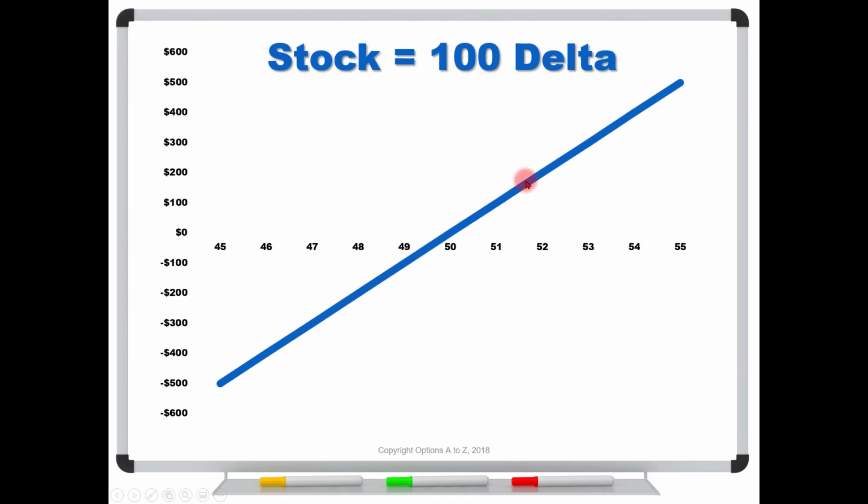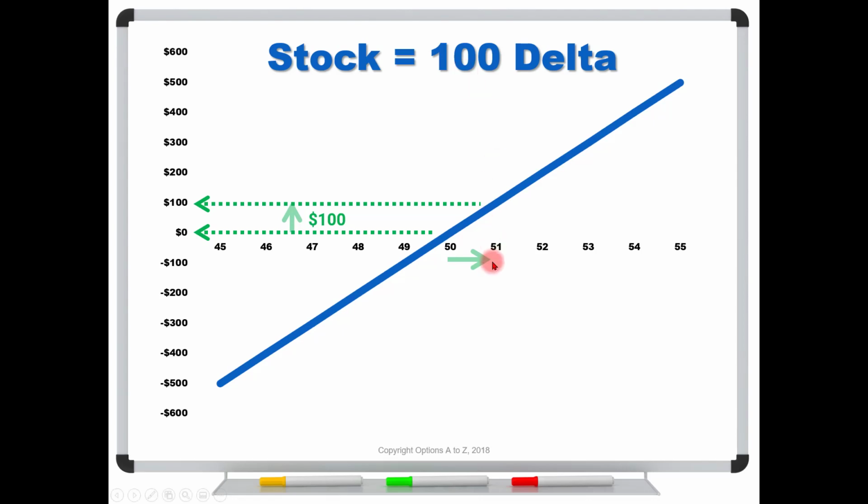So if this is our profit and loss diagram for shares of stock, here are our various stock prices across the horizontal, and here are the various profits and losses. So let's say that we just bought shares of stock for 50. At this moment, we have no profits and no losses. But if the stock price rises from 50 to 51, we just put $100 in our pocket, at least as an unrealized capital gain. A $1 move in the stock equals $100 in our gain, and that's because 100 shares of stock has 100 deltas. That's all it's telling you.